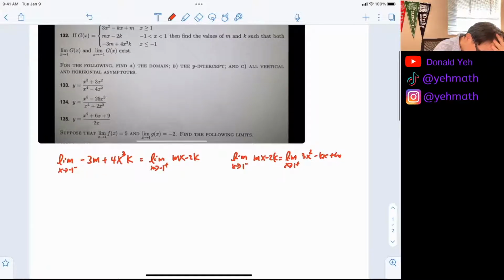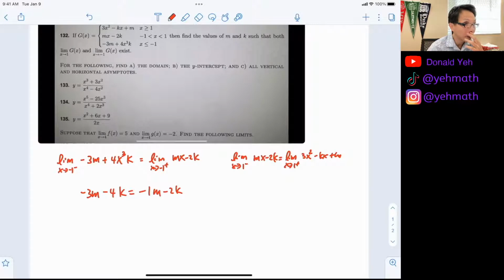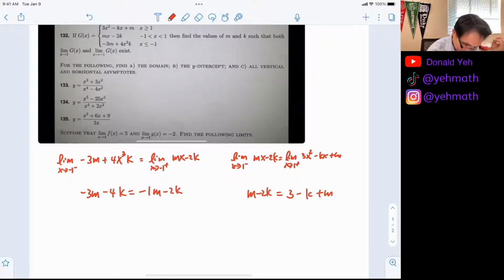I'm going to plug in -1 here, so it'll be -3m. If I plug in -1 here, that gives you -4k, because -1 times -1 times -1 is negative. That is equal to -1m minus 2k. Did I mess up anywhere? It's fine. Okay, I'm going to plug in 1 here, so it's m minus 2k, which is equal to 3 minus k plus m.